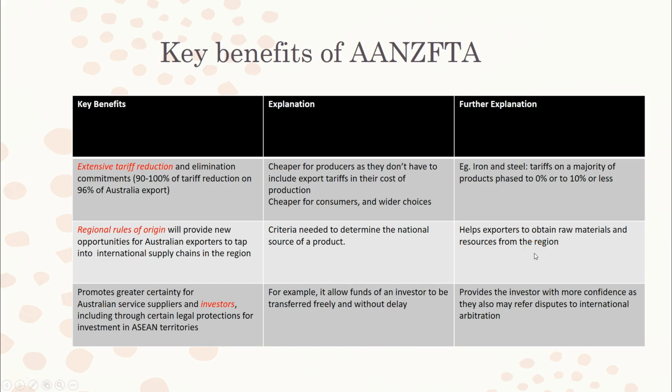Okay, so it's essentially allowing Australian producers to easily get, let's say, raw materials from Malaysia. Okay, so this is the benefit of regional rules of origin to the producer. This is the definition, and this is your point.